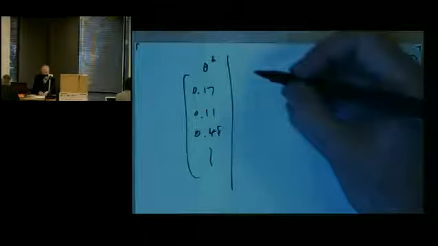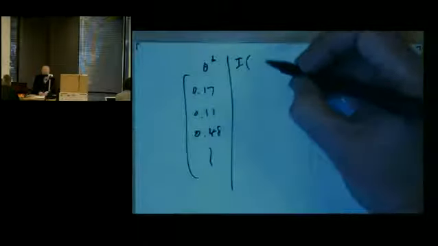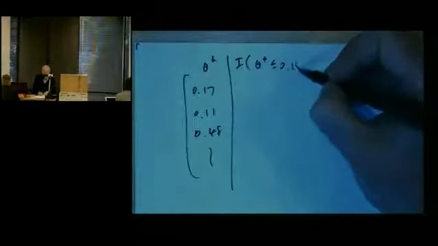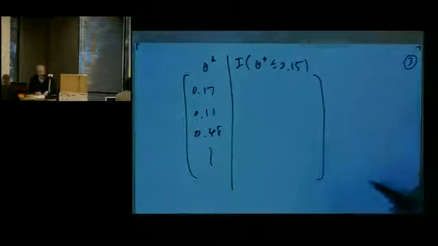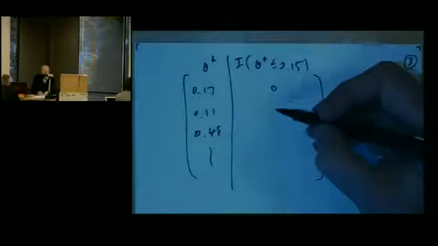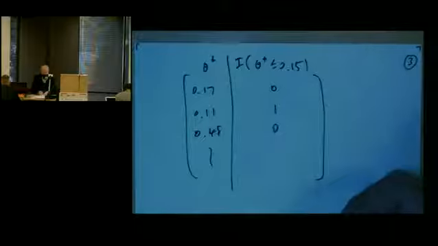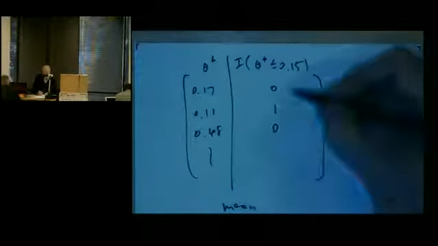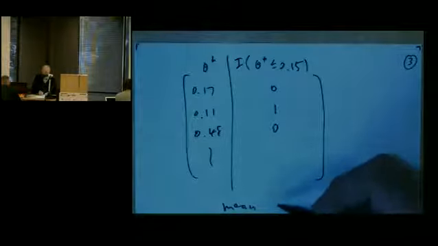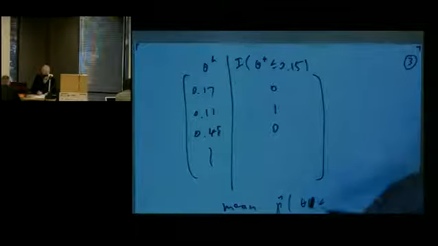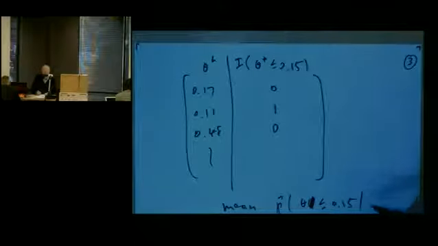I can create next to that an indicator function for whether the theta star is in fact less than or equal to 0.15. So I can add a new column to the Monte Carlo data set. And here I get a 0 right there, and I get a 1 right there, and a 0 right there. The nice advantage of that is that when I'm done, the mean of these 1s and 0s is my Monte Carlo estimate of the probability that theta is less than or equal to 0.15 given the data and the background information.